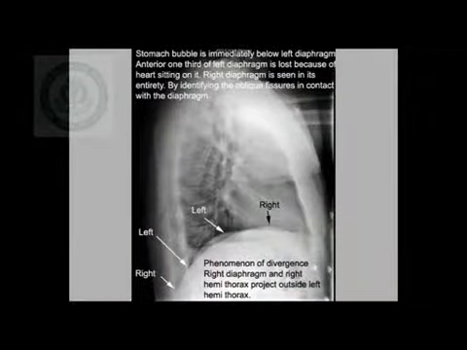Now this gives you an idea, because normally the right dome of the diaphragm is seen in its entirety, whereas the left dome is obscured anteriorly because the heart is sitting on the left dome of the diaphragm anteriorly. So if you see a diaphragm which is continuous, that is the right dome, and if you see a diaphragm which is not seen anteriorly, that is the left dome.